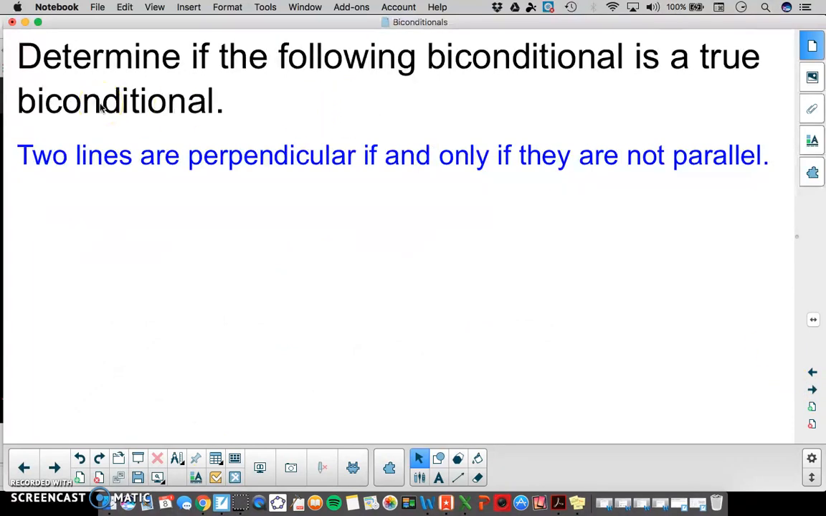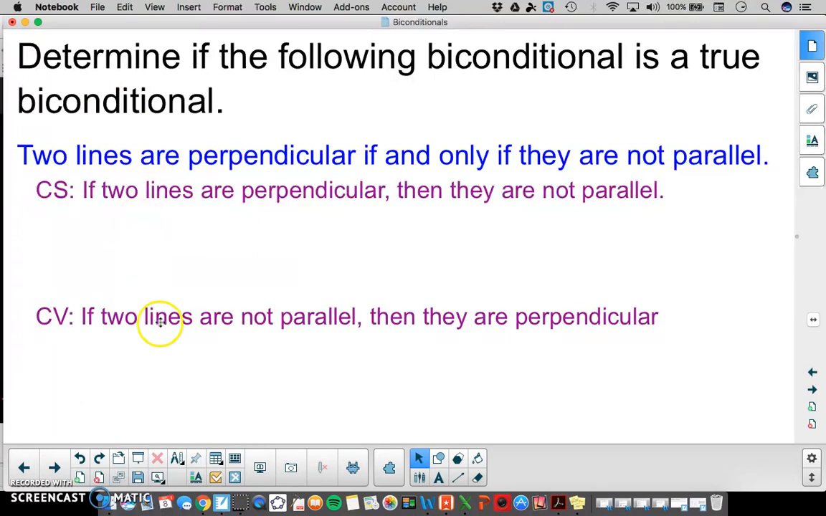Determine if this biconditional is a true biconditional. Remember, a biconditional is only valid if both the conditional and its converse are true. So the conditional statement and its converse: if 2 lines are perpendicular, then they are not parallel. The converse is if 2 lines are not parallel, then they are perpendicular. Well, if 2 lines are perpendicular, they form right angles and they have to intersect. Therefore, they can't be parallel. So this statement is true.